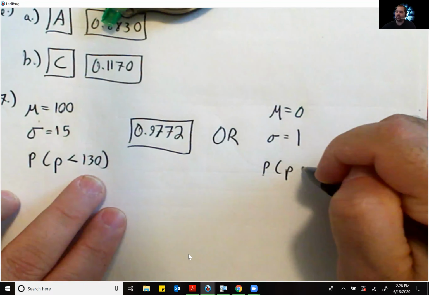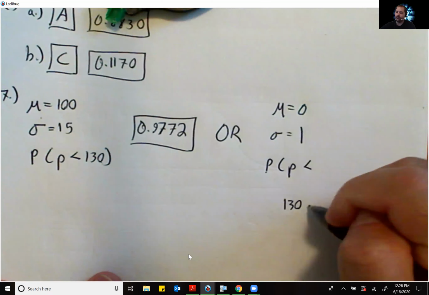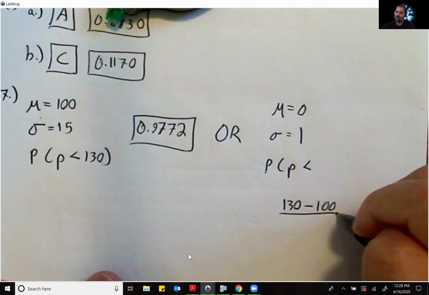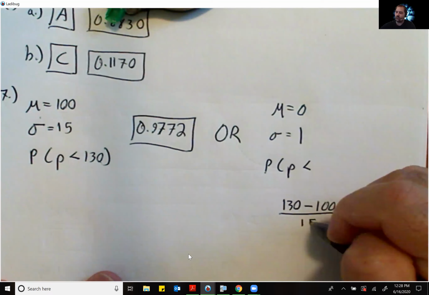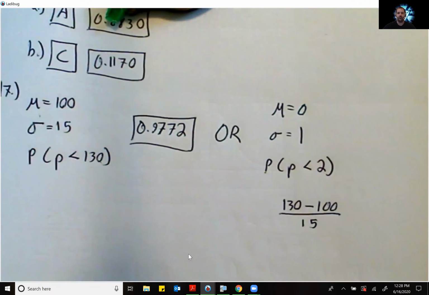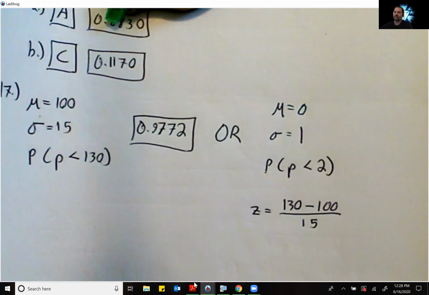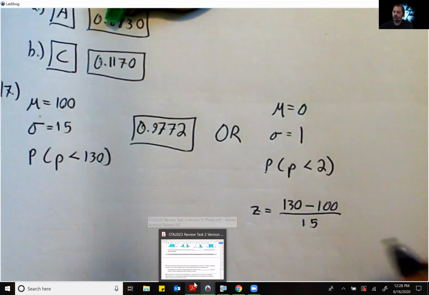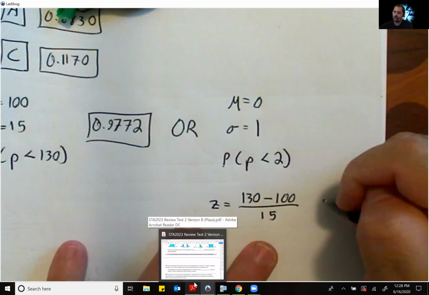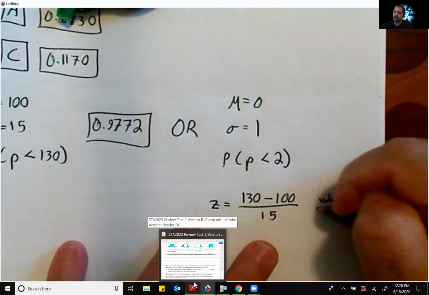So to get the Z-score, all you're going to do is take 130 minus the 100 and divide it by 15, which I believe you said earlier was correct. It is 2. So now you can go back and run the same thing again, and you're going to get the same answer. That's how you get your Z-score, which is just your value minus the mu, divided by sigma.